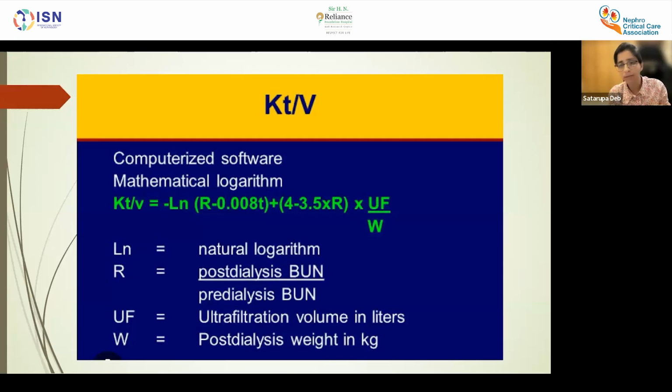There's a dialysis adequacy calculator. It comes by this name only. You can search for it on Google. Okay. You basically need this formula. You need these parameters: the post-dialysis BUN, the pre-dialysis BUN. You have to give the ultrafiltration volume in liters, the post-dialysis weight in kgs, and also T. T has to be given in minutes. So if you just put in this formula, you will get the KT by V calculated automatically.